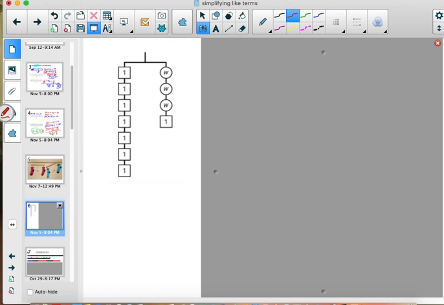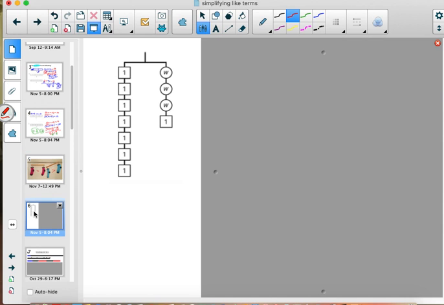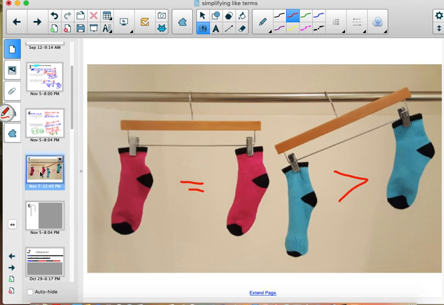Alright. Let's relate that idea to this. So now, does this hanger represent the right side hanger or the left side hanger? Ben? I feel like it would represent the left side, because it's even. And what do you think even means? Even means it's going to be equal.